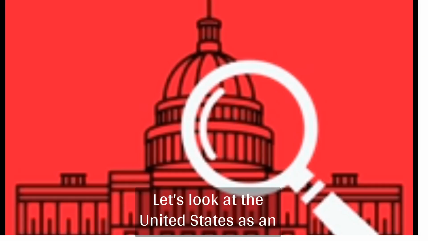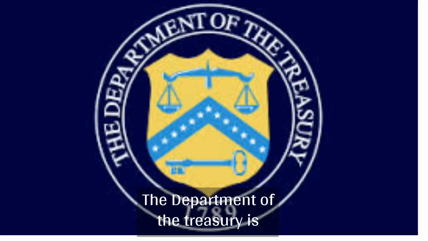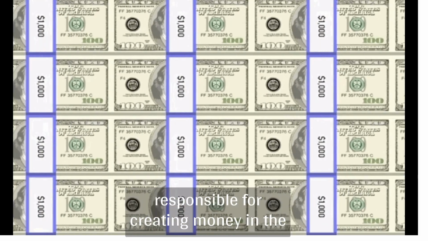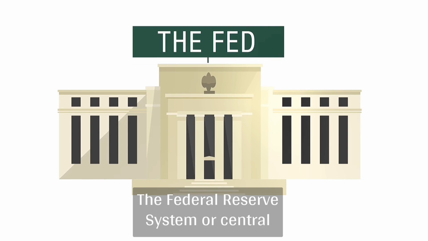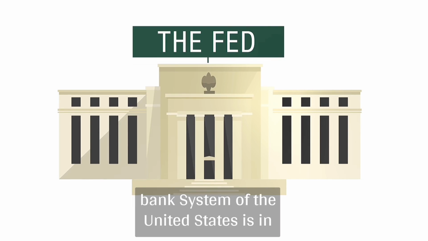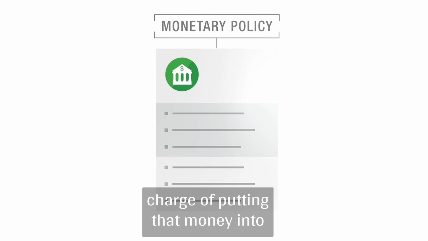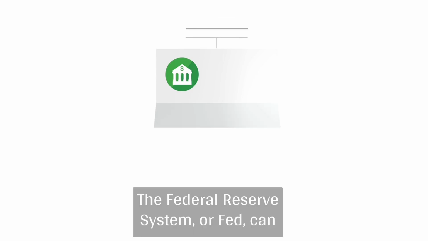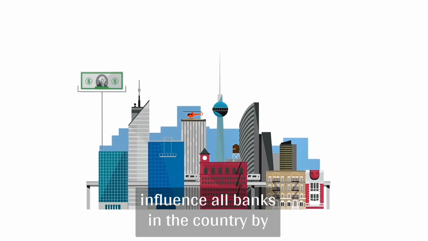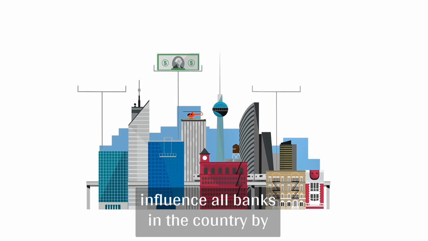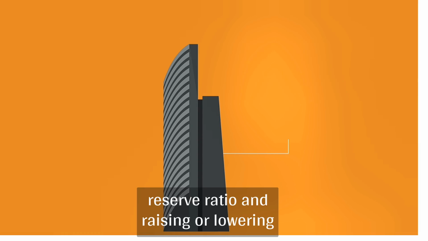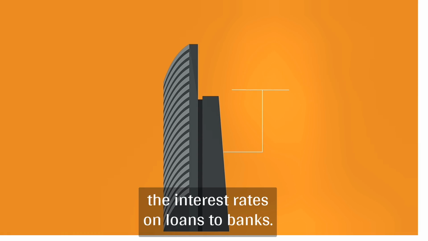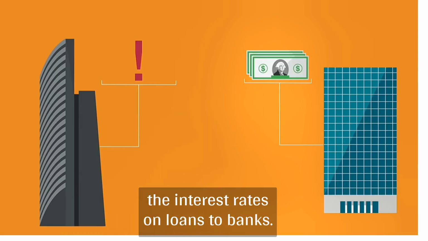Let's look at the United States as an example. The Department of the Treasury is responsible for creating money in the form of currency. The Federal Reserve System, or central bank system of the United States, is in charge of putting that money into circulation. The Federal Reserve System, or Fed, can influence all banks in the country by establishing a nationwide required reserve ratio and raising or lowering the interest rates on loans to banks.